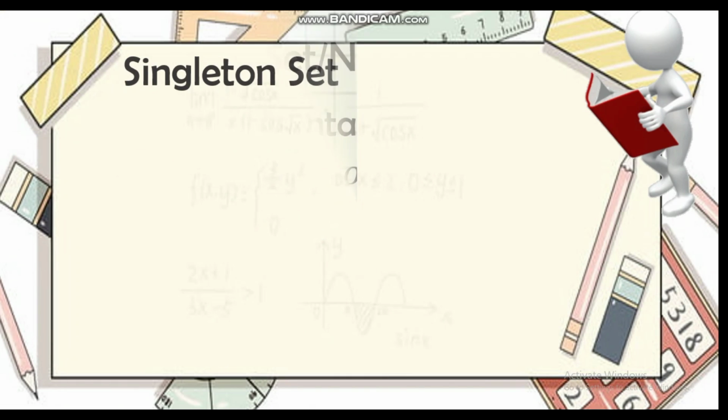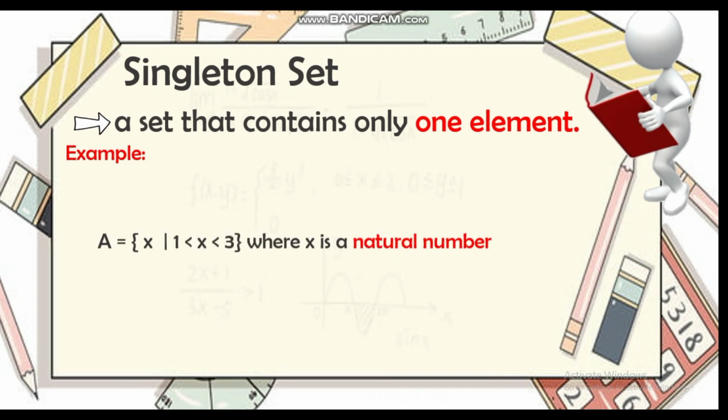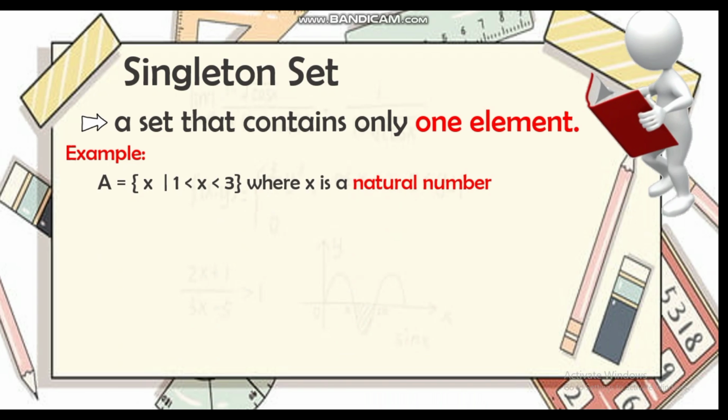Let us have another type of set, which is the singleton set. Singleton, from the word itself, singleton, single. So, isa kabuk ang iyahang element. Okay? So, a set that contains only one element. So, for example, we have set A is a set of all x, such that x is greater than 1, but less than 3, wherein x is a natural number.